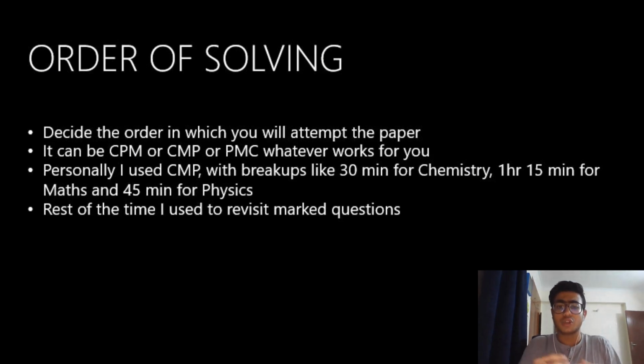Point number one. You should know the order of solving. Now decide the order in which you are going to attempt your paper. Now the order can be CMP, that is chemistry, maths, physics. It can be chemistry, physics, maths, or it can be physics, maths, chemistry, whatever works for you. Personally, I used the CMP order with the breakups like 30 minutes for chemistry, 1 hour 15 minutes for maths and 45 minutes for physics. So that left me with around half an hour to revise all the questions that I had marked in the past, which I thought were too difficult to solve at the moment.